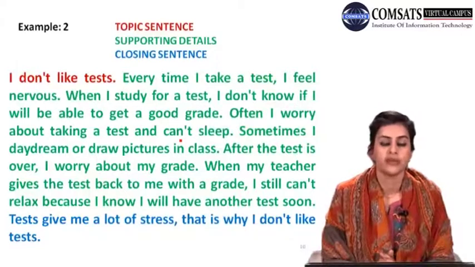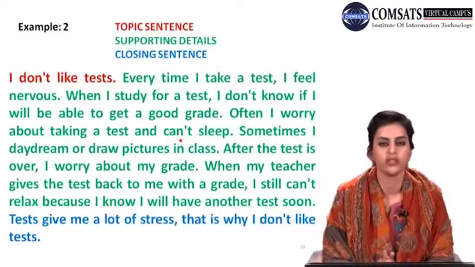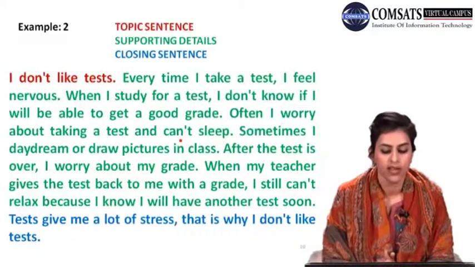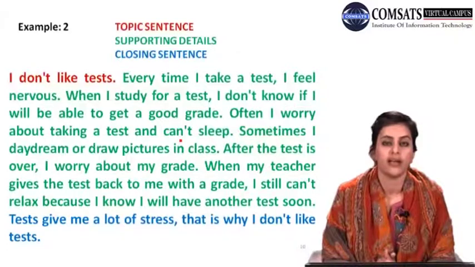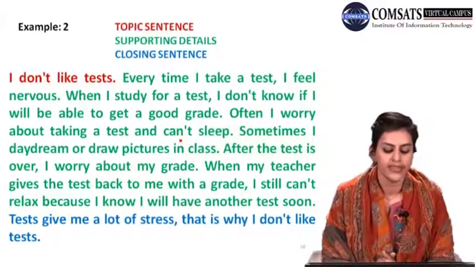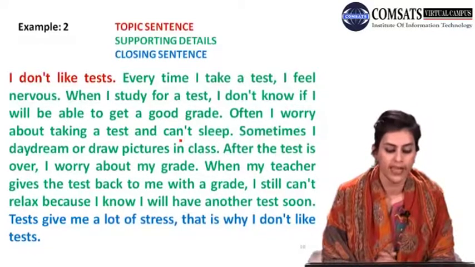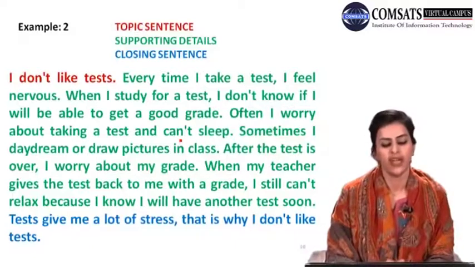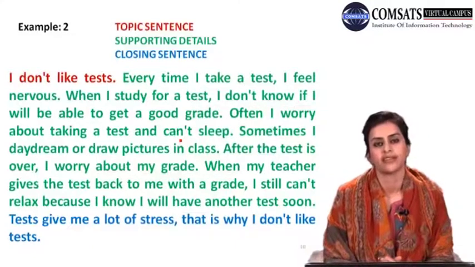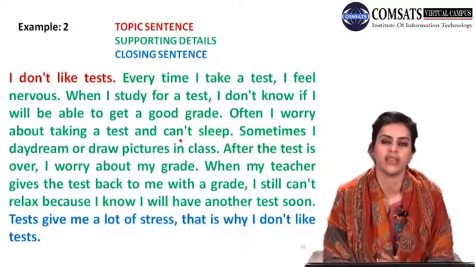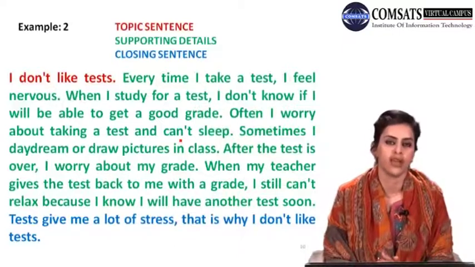Again, the topic sentence is written in red, the supporting details in green, and the closing sentence in blue. Now let's read out the paragraph again. The writer writes that I don't like tests. Now the writer is of the opinion that he or she doesn't like tests.